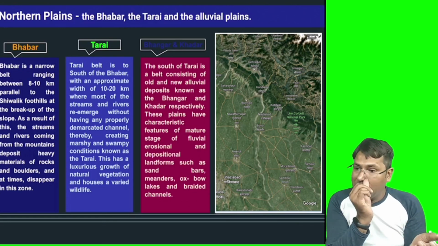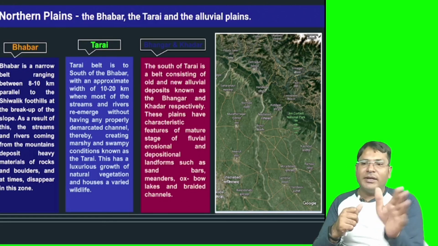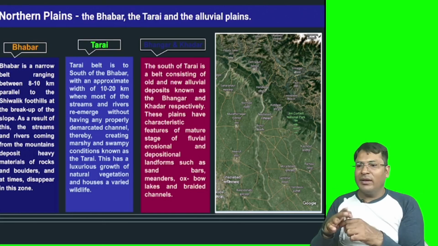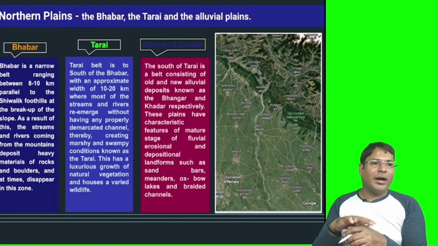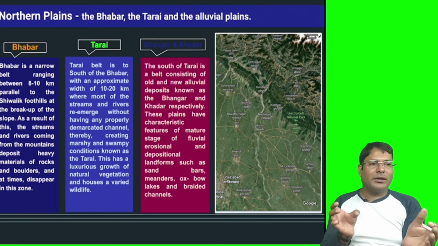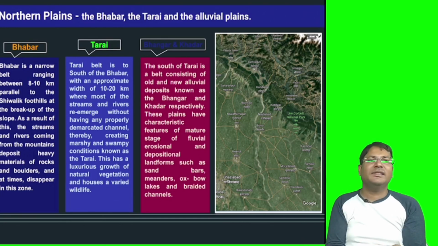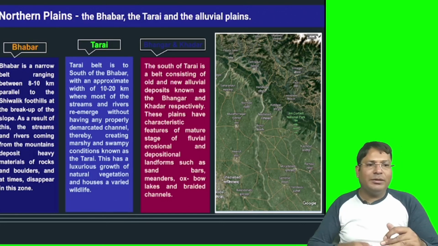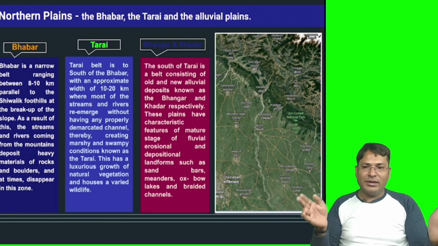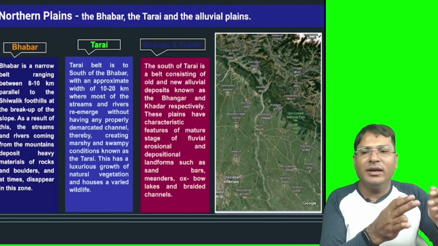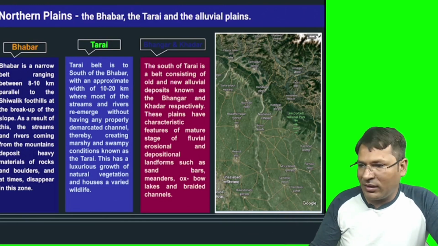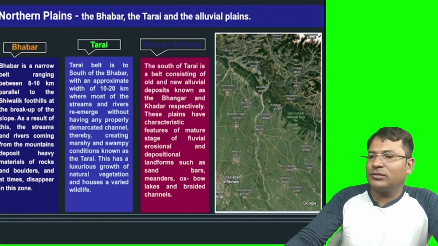And meanders means the winding rivers. In some areas the rivers are in a bending way. Oxbow lakes are formed in between, from the rivers' bends. And braided channels means many streams of the same river. The river is divided into many channels and many streams. These are the features of this area.